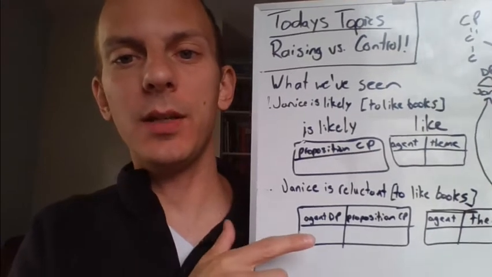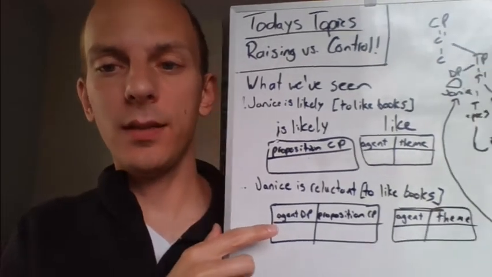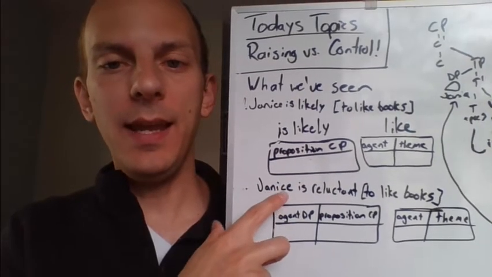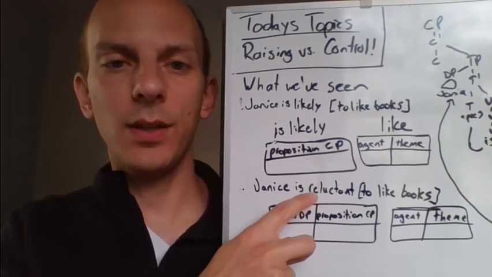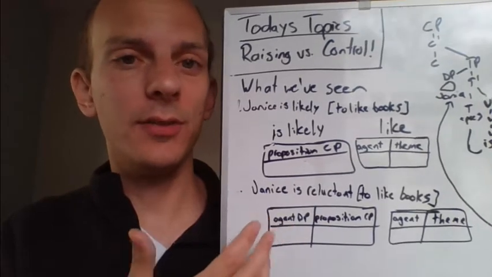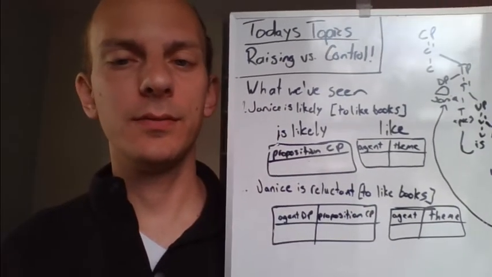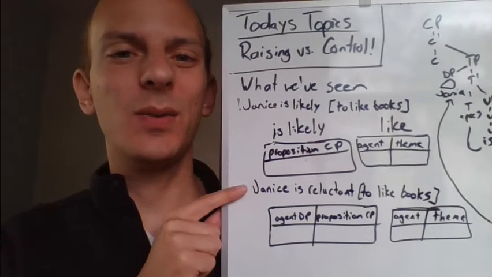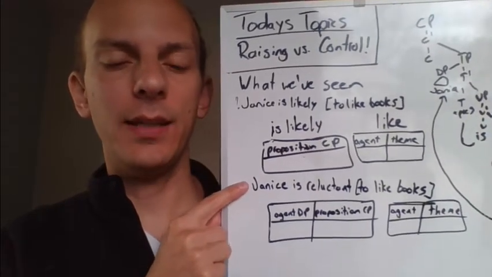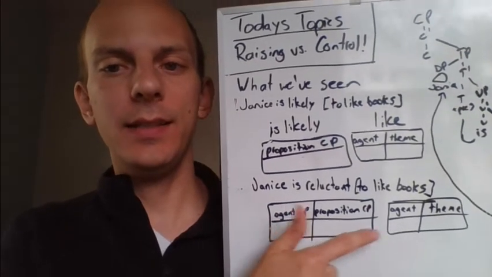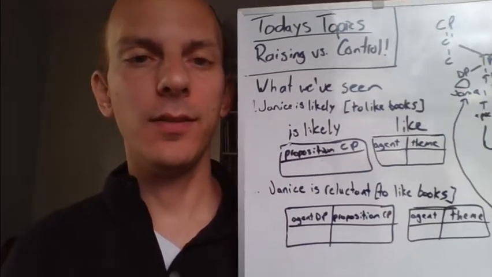But the reason I'm being weird about that in this particular instance is that there's a problem whereby Janice is the agent of is reluctant. She is the one who's reluctant. Janice is reluctant. She's also the one who likes books. So this singular DP, Janice, wants to be both the agent of reluctant and the agent of to like books.